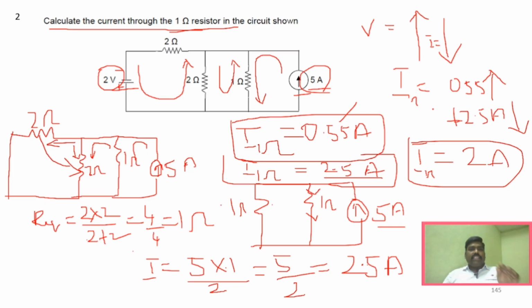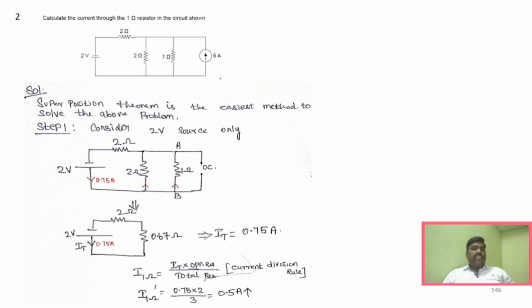Now I'll explain the same problem again, how we have solved it. Calculate the current through the 1 ohm resistor. First we take the voltage source, and we open circuit the current source. Simplifying these two resistors gives 0.67. The total current is 0.75, which is V divided by total R. Then the total current into the opposite resistance divided by total resistance, the current division rule, gives 0.5 amp.